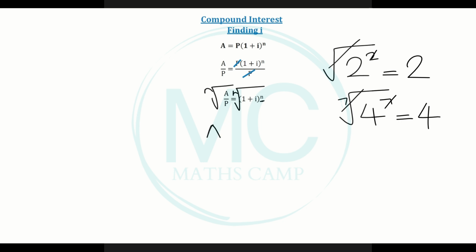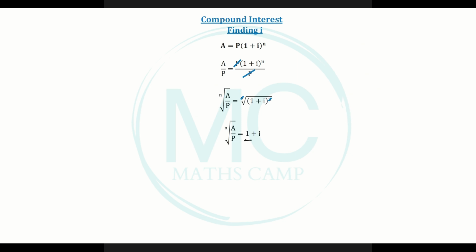Now on the left, we have A over P under root n. On the right, the root and the n will cancel out, and we're left with 1 plus i. Finally, let's move this 1 across, and we have A over P under root n minus 1 is equal to i. And now we've made i the subject of the formula. Let's put i on the left-hand side. Now we can clear this up and put our formula at the top of the page.